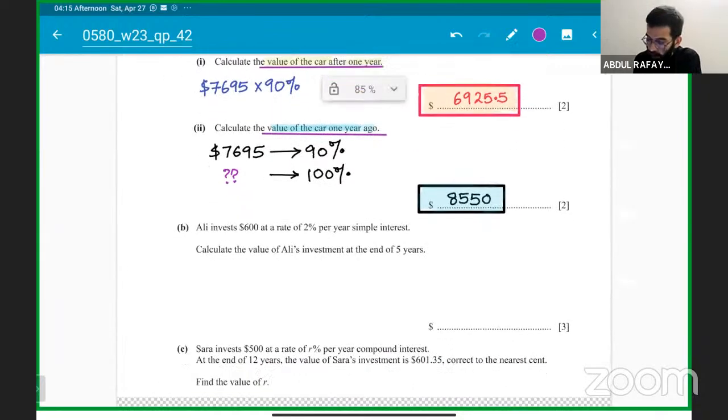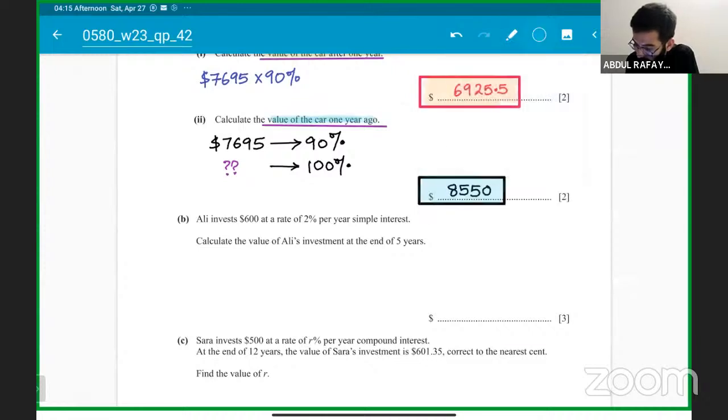Okay, then next is what we have is basically Ali invests $600 at the rate of 2% per year, simple interest. We have to calculate the value of Ali's investment at the end of 5 years. So it's about the simple interest, sir. So it is very simple. Okay, we'll have to find out interest. The formula is PRT over 100, sir.